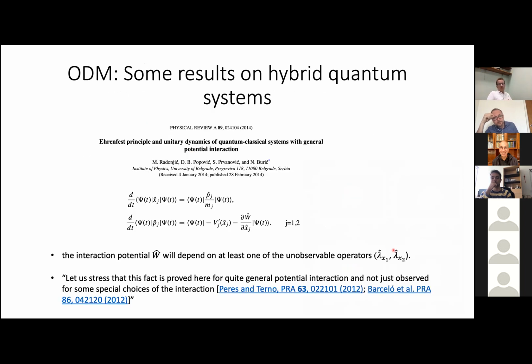And finally, I wanted to mention that there was an earlier work, in 2014, on using ODM to make some interesting observations about hybrid quantum systems. In this work, Radonjic and co-authors started from two Ehrenfest theorems for two different initially quantum particles, such that the interaction between the two quantum particles has to happen through this W, this potential interaction term. It turns out that if you want a hybrid that obeys this Ehrenfest theorem shown here, this coupling potential, they showed, must be a function of one of these hidden Bob variables.